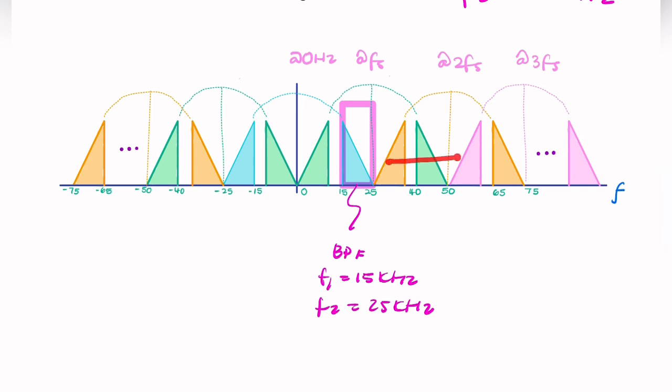So it seems that all of these replicas haven't managed to overlap our original spectrum. So we can still recover this without any aliasing. So perfect reconstruction is possible, even though we sampled at less than the Nyquist rate, at half the Nyquist rate, in fact.